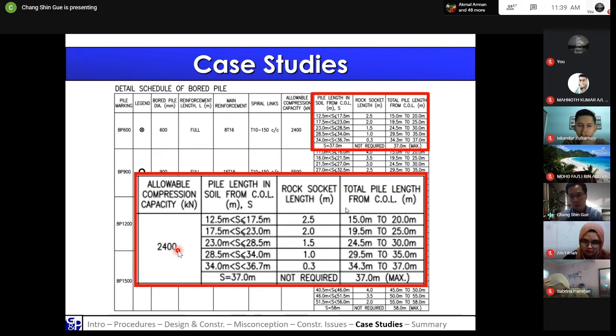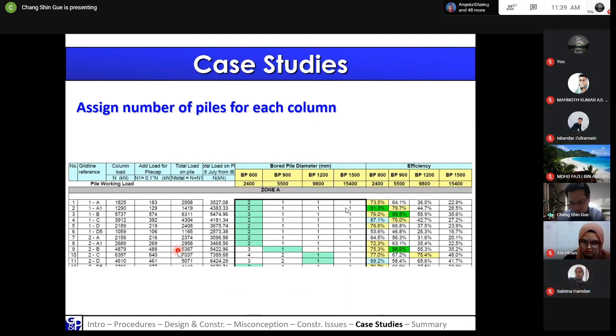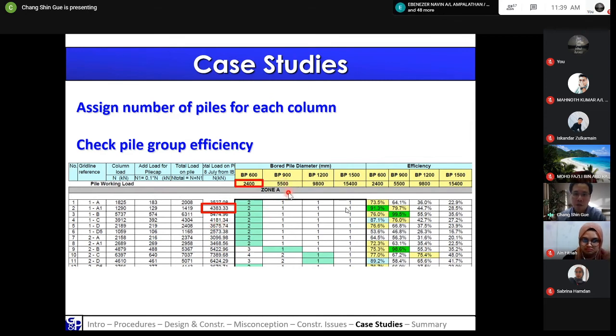Of course, if you have a different column that comes with a different column load, then you need to decide the number of piles for each column. For example, here is a table showing different columns and their column loads. So take, for example, you also need to check the pile group capacity, so pile group efficiency. If one of the column loads is 4,383 kilonewtons, that means if you're using 600 diameter piles with a pile capacity of 2,400, you need two piles, because one is 2,400, two piles is 4,800. So 4,800 is sufficient to carry your column load of 4,383.